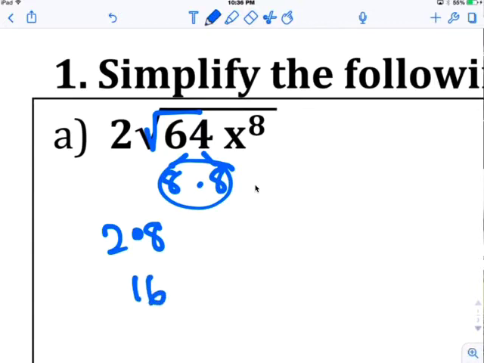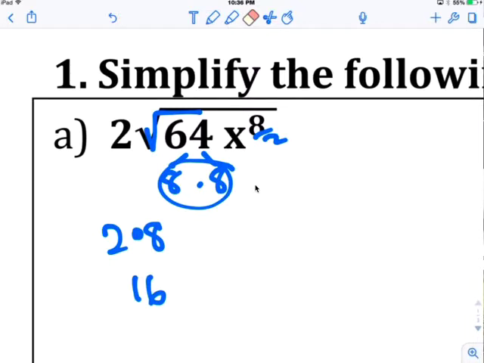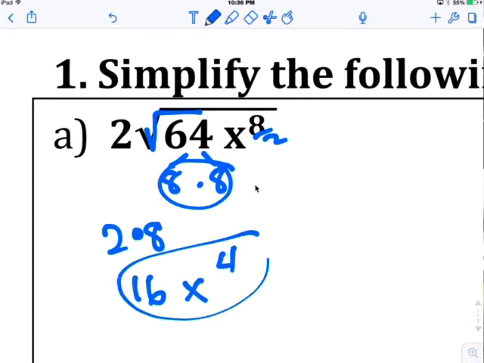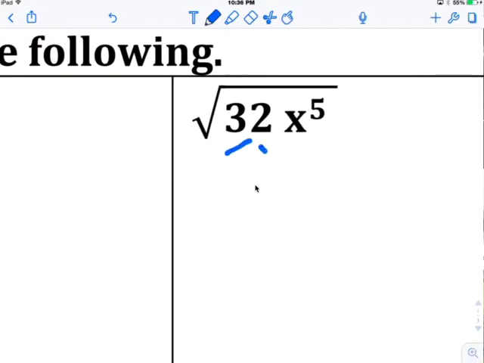And then here, if you do x 8 times, 1, 2, 3, 4, 5, 6, 7, 8, you got 4 pairs. You can divide that by 2. Some of you are doing that now because a pair is 2s, right? So you divide by 2. So x to the 4th power. That's your answer. Now, if you have this here, it's not a perfect square.